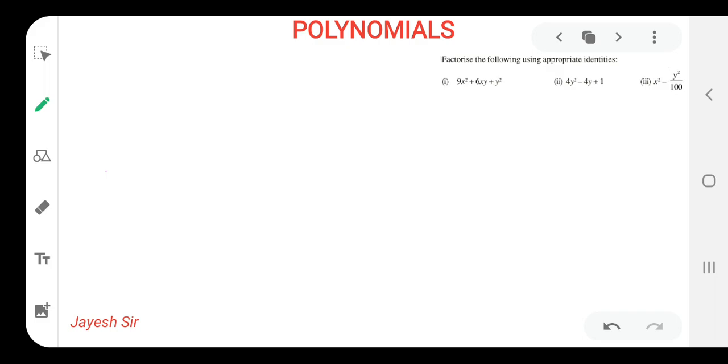Yes friends, as we have already solved, the LHS was given to us and we needed to find the RHS, but here the reverse process is to be carried out. The RHS is given in the question and we need to find the LHS. After seeing this formula, let's write it first: 9x square plus 6xy plus y square.